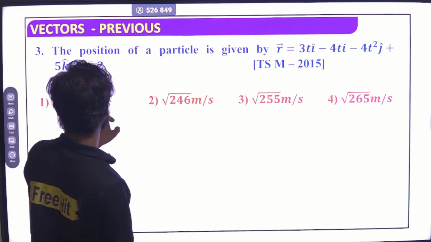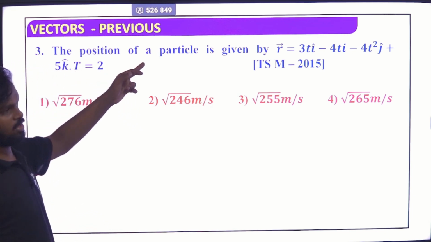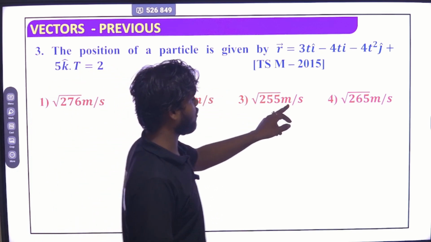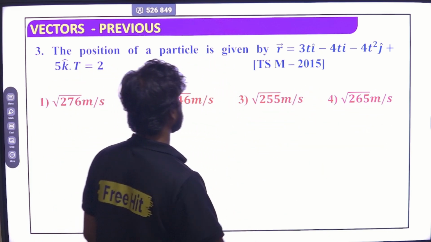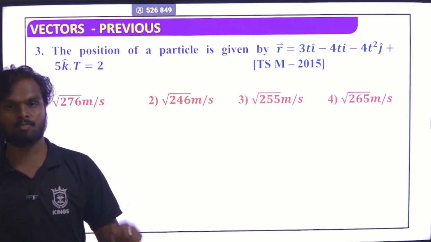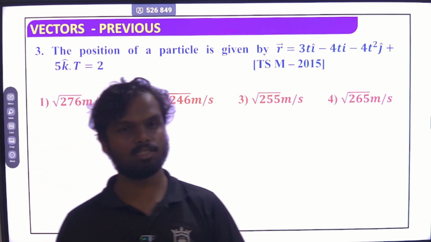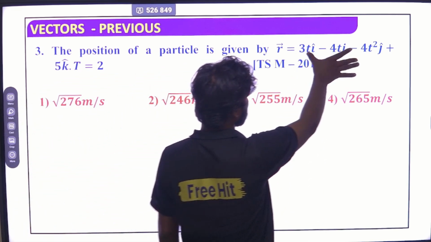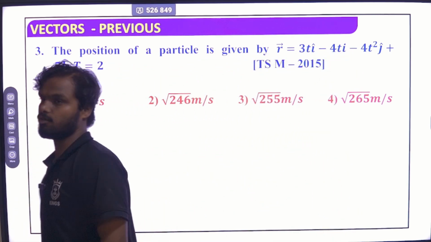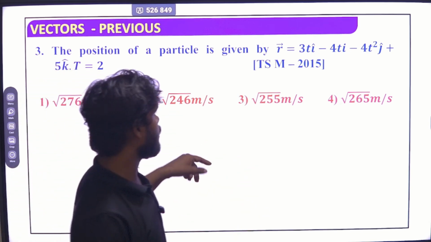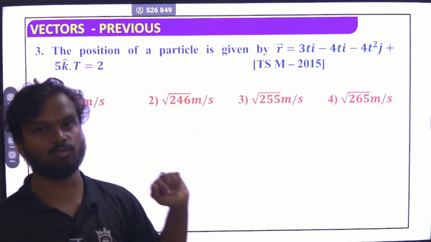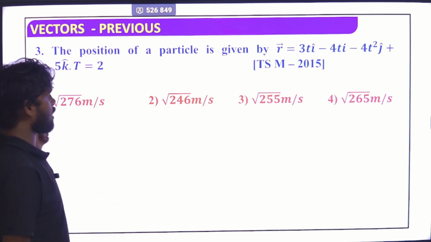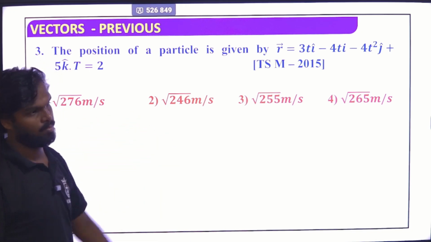Okay, you have to find the velocity. In the question it is not mentioned what you have to calculate, but you can see that the unit is meter per second. That means you have to calculate the speed. If you are given a position, how will you calculate the speed? Speed v is equal to dr by dt, which means you have to differentiate this. Whatever you get, put t equal to 2 in that equation, then take the magnitude, and you will get the speed of that particle.